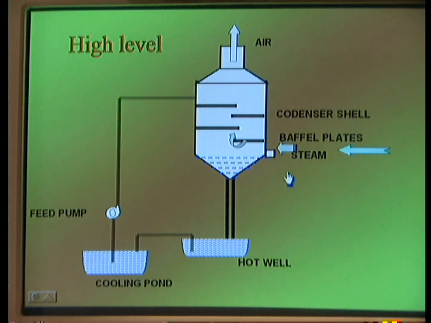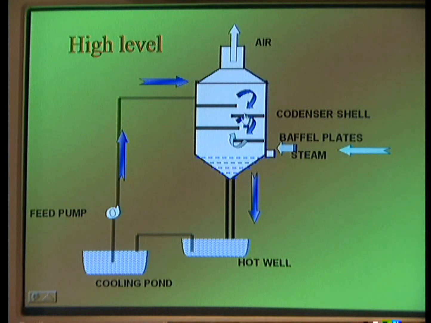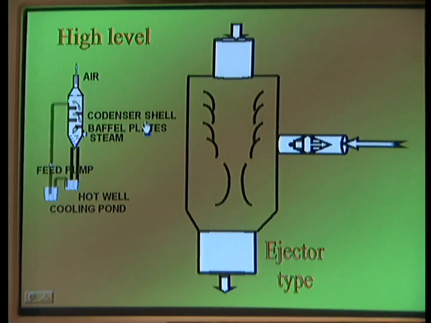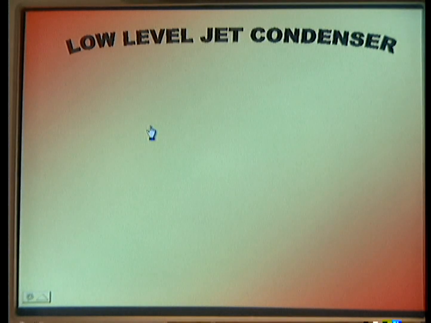So the steam is coming and going in this direction. Next, the water is coming in this direction. Once the water and steam are mixed, they form condensate, and this water comes to the hot well. This is the basic idea of the jet condensers. Let us go to another type, the ejector type condenser. In the ejector type condenser, the process is similar. Here also the same thing, and another type is the low level jet condenser.